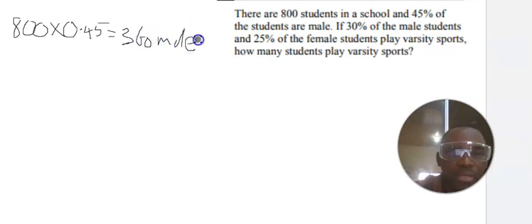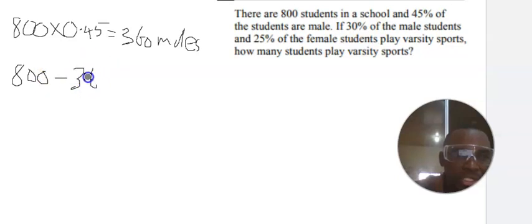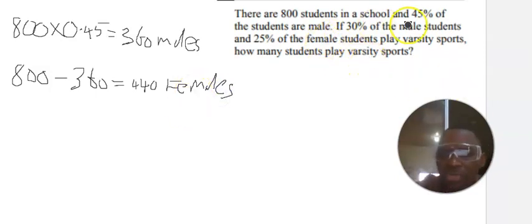Alright, males. So that automatically means that for the female, the number of females is 800 minus 360. This should give us 440 females. Okay, 440 females. Alright, so we know the number of males and the number of females. Okay? Alright, so we are told that 30% of the males.